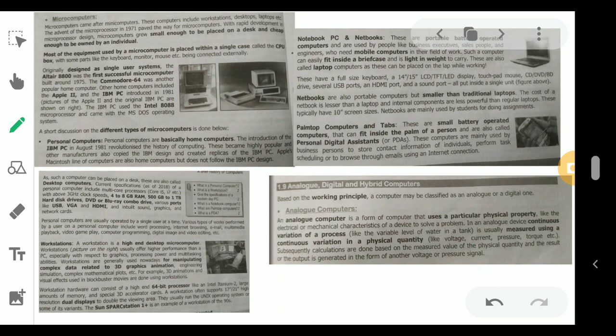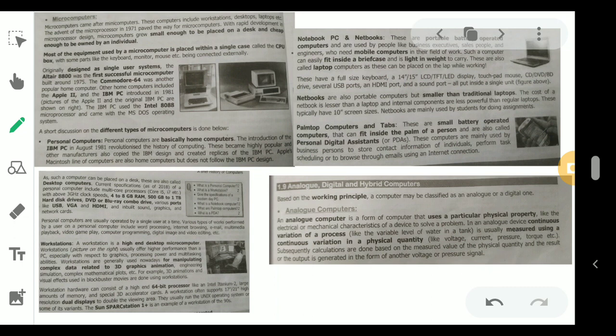Now we will talk about the notebook PC and netbooks. These are portable, battery-operated computers used by people like business executives, salespeople, and engineers who need a mobile computer in their field of work. Such a computer can easily fit inside a briefcase and is lightweight to carry. These are also called laptop computers, as they can be placed on the lap while working. They have a full-size keyboard, a 14 to 15 inch LCD, LED or TFT display, a touchpad, CD, DVD, BD drives, and several ports.